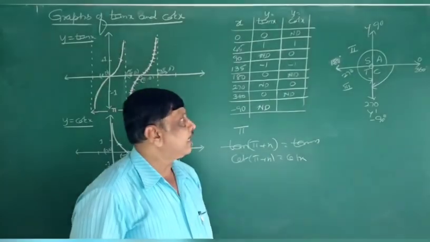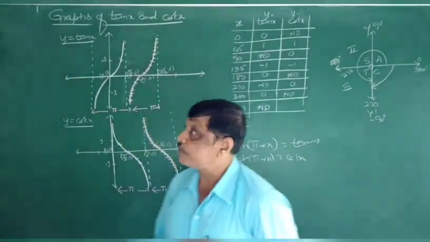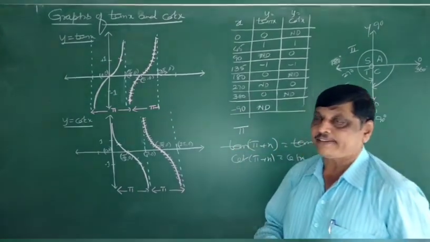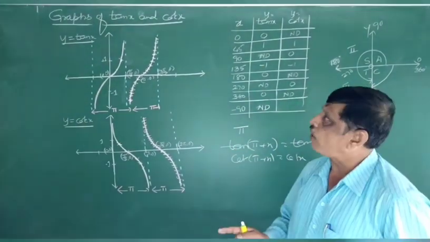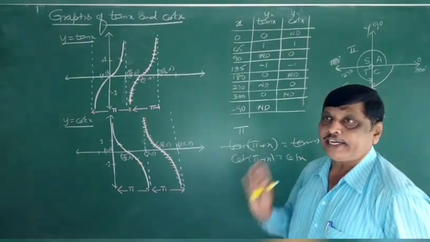This is right. So far we have discussed graphs of the trigonometric functions sin x, cos x, tan x, cot x, secant x and cosecant x.